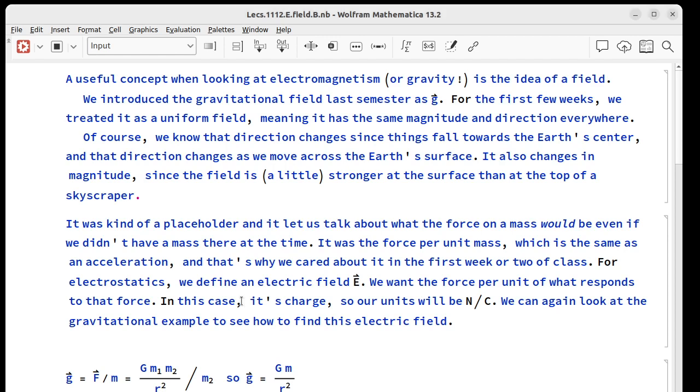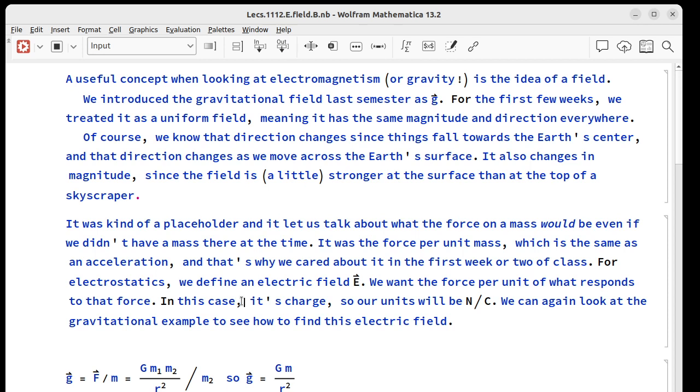One of the useful concepts when we're looking at electromagnetism or gravity is the idea of a field. We started off last semester when we looked at little g for gravity. That's actually a field. And for the first few weeks, or a month or two, depending, we treated it as a uniform field, meaning it has the same magnitude and direction everywhere. In reality, that's not really exactly right because we know the direction changes. Things fall towards the Earth's center, so if we moved from Savannah to Los Angeles, there would be a significant difference in the direction to the Earth's center.